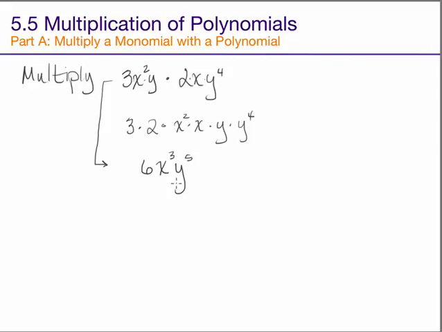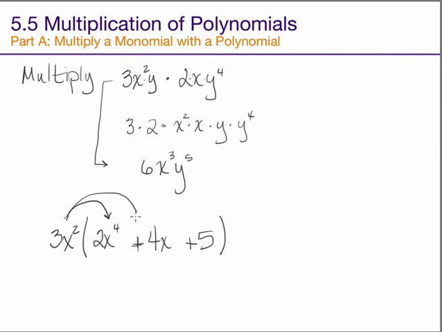We're going to use this in Part A of 5.5, multiplying monomials with polynomials. Because multiplying monomials with polynomials means multiplying a monomial times a polynomial one term at a time. For this example, using the distributive property, I can multiply 3x squared by 2x to the fourth and 3x squared times 4x, and so on. So all I'm doing here is distribution, except that the thing I have in front that I'm distributing is more than just a number. It's a whole algebraic expression.